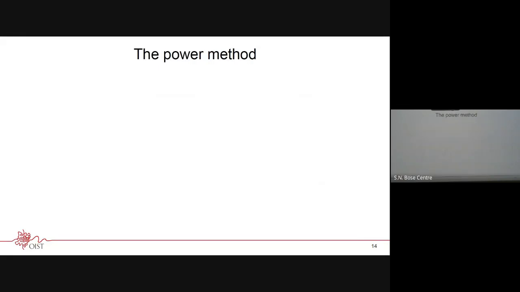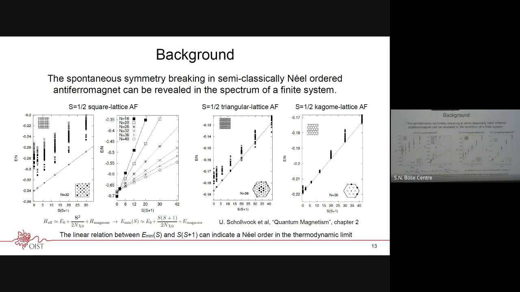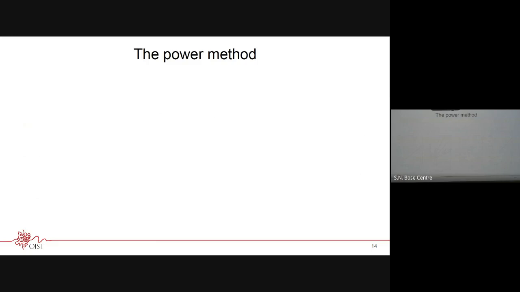So, okay, and these computational results are obtained from the Lanczos method. So I will talk about the Lanczos method from now. Okay. But before talking about the Lanczos method, let me first explain the power method.